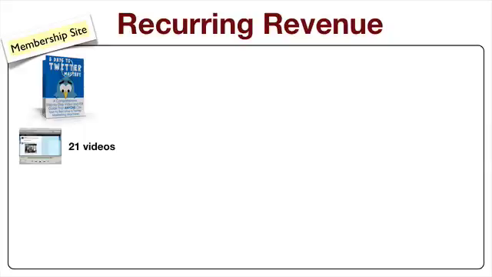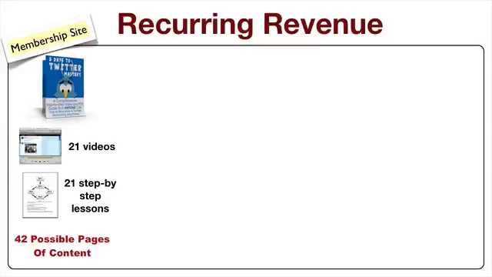If you break it down, that Twitter product has 21 videos, 21 step-by-step lessons that are written out, kind of explaining exactly how to use Twitter, and for a total there of 42 possible pages of content. If you broke each one of those down and put them on a separate page in your membership site, you already have 42 pages of content locked down for members only.